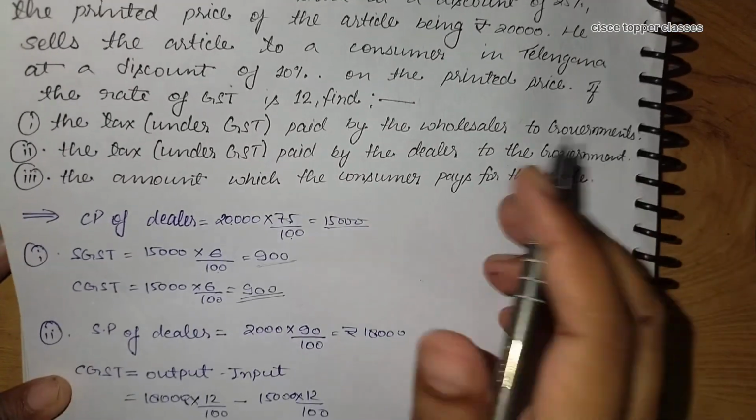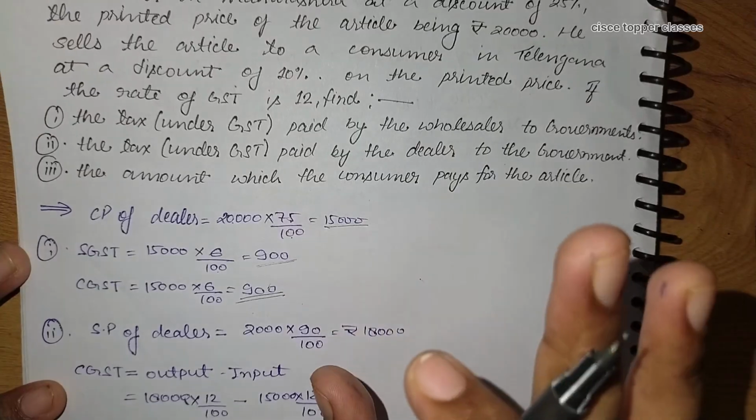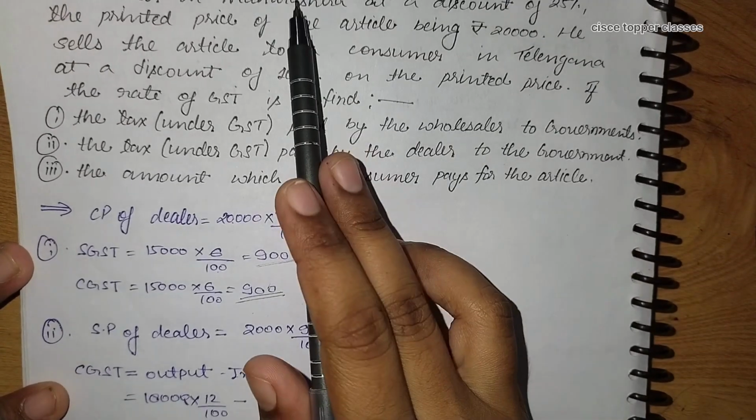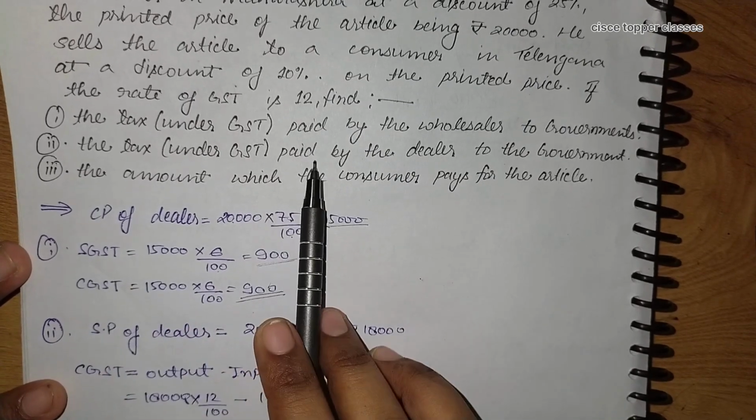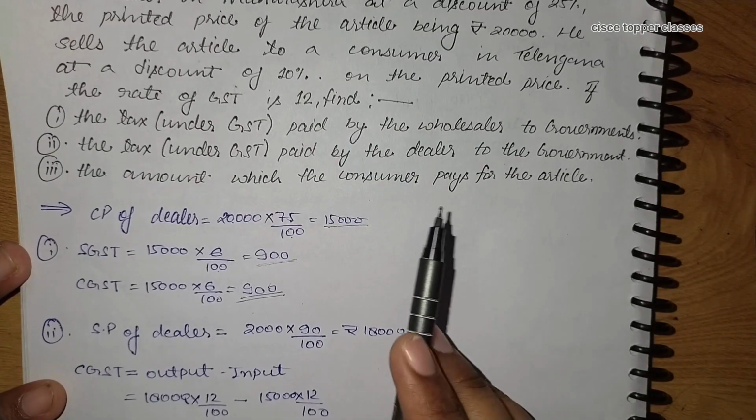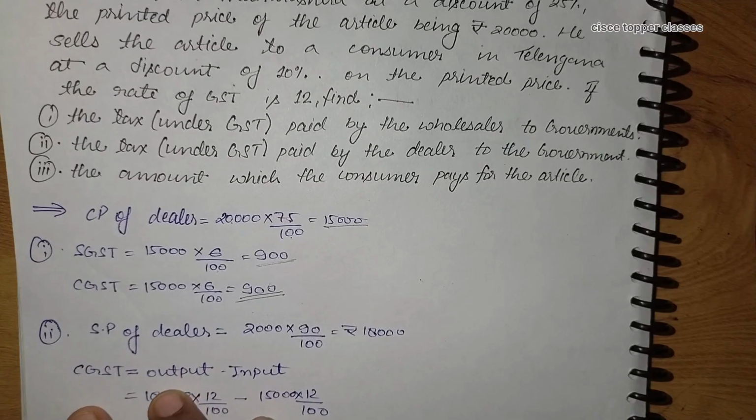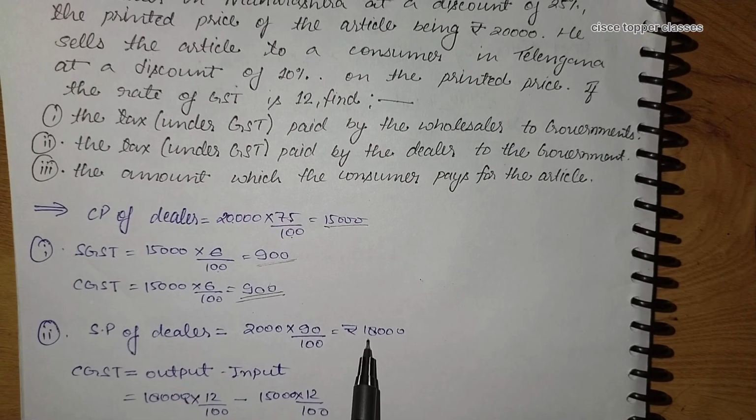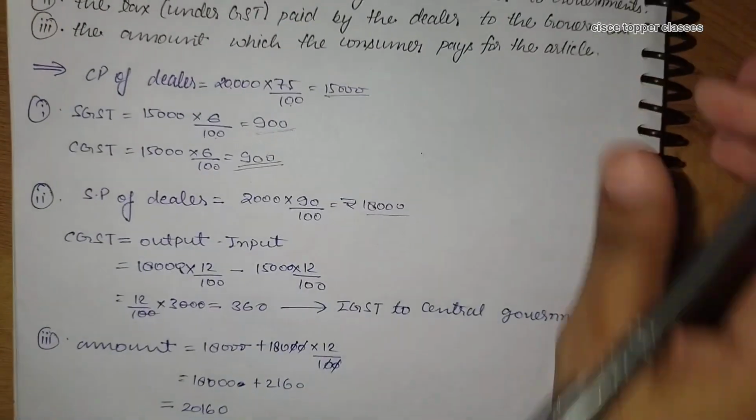So the tax under GST paid by the wholesaler to the government we have to find, because it is intrastate only, because it is only in Maharashtra here. So this will be the SGST and CGST. If you want to write the tax under GST paid by the dealer to the government, this will again be the selling price of the dealer, which we will find after discount, so 18,000, and from that only we can find GST as output minus input.